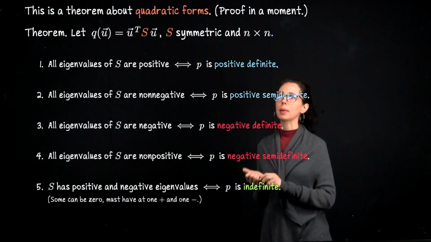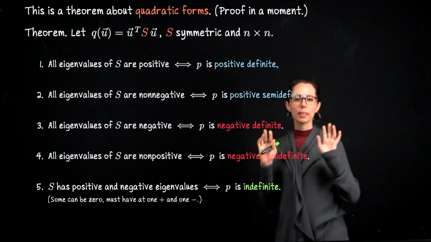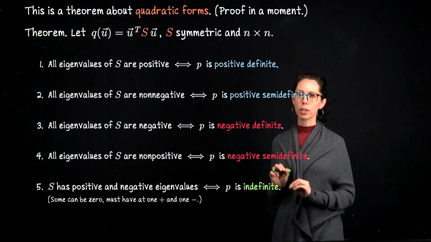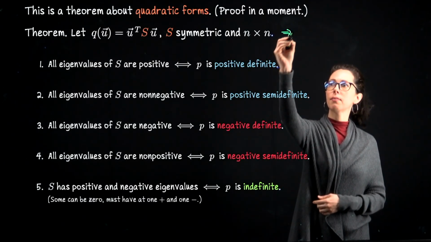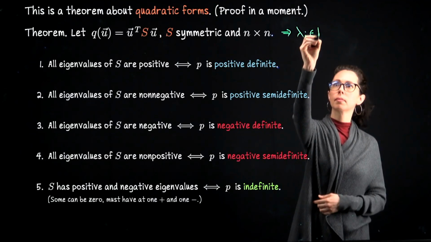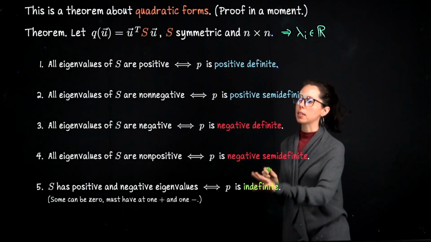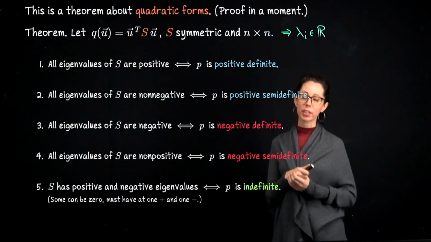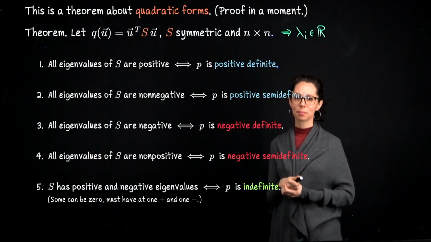Before I go through these statements, let me mention, hopefully this is a reminder from linear algebra, that if you have a symmetric matrix, it's known that the eigenvalues are real. So it makes sense to talk about them in terms of being positive and negative and quantities like that because they are never complex for a symmetric matrix.